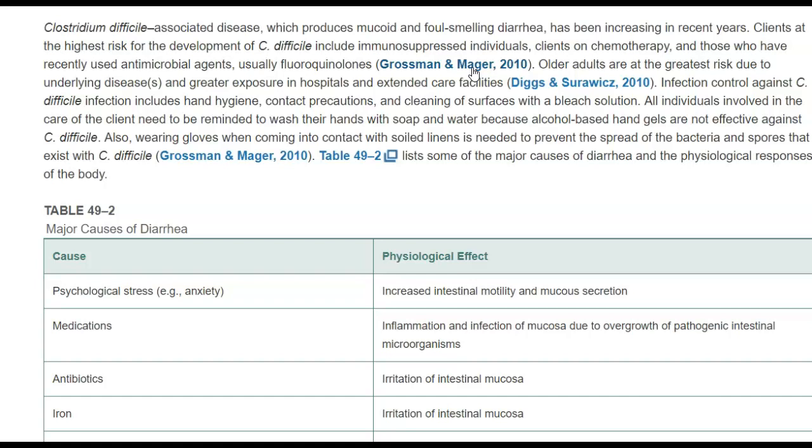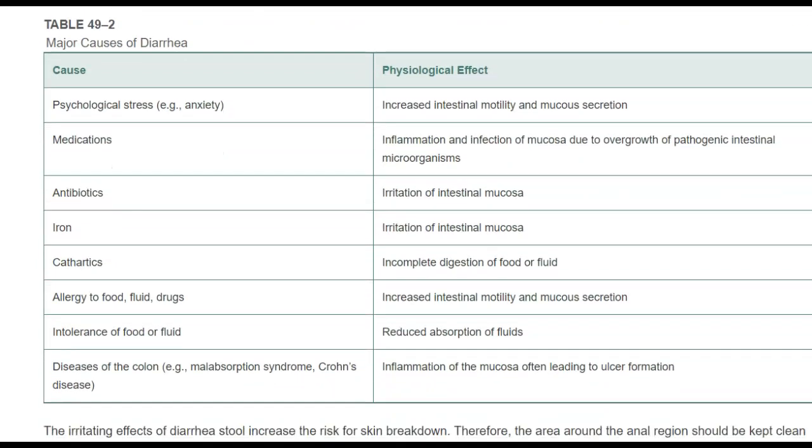So do we clean our hands with hand sanitizers? Heavens to Betsy, please do not do that. Clean your hands with warm soap and water every time entering and exiting the room, and you do all your PPE for this patient. Now here are some causes of diarrhea, but I'll make sure you read about C. diff. That's happening in our hospitals now with patients, but make sure you read the causes of diarrhea.